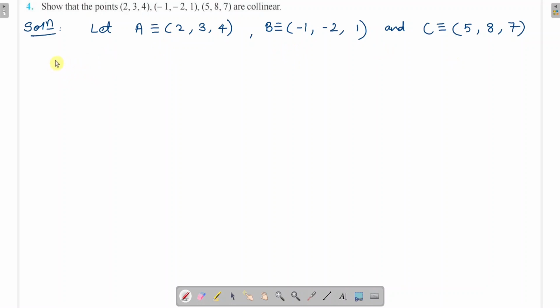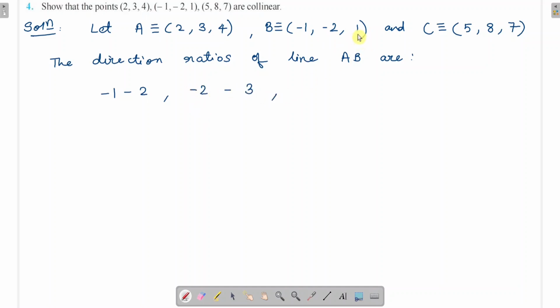So the direction ratios of line AB are, we just have to take the x coordinate of point B minus x coordinate of point A, that is minus 1, minus 2, then y coordinate of point B minus y coordinate of point A, so minus 2, minus 3, then z coordinate of point B minus z coordinate of point A, so 1, minus 4. So that is nothing but minus 3, minus 5, minus 3.